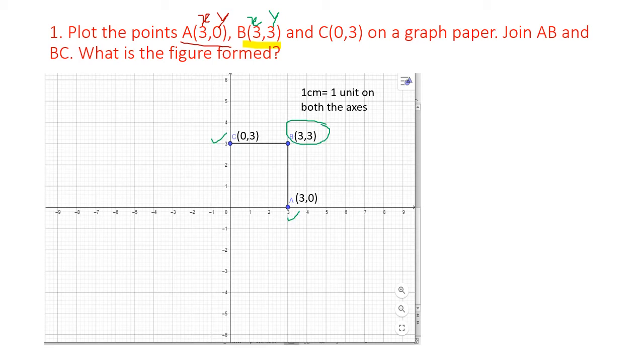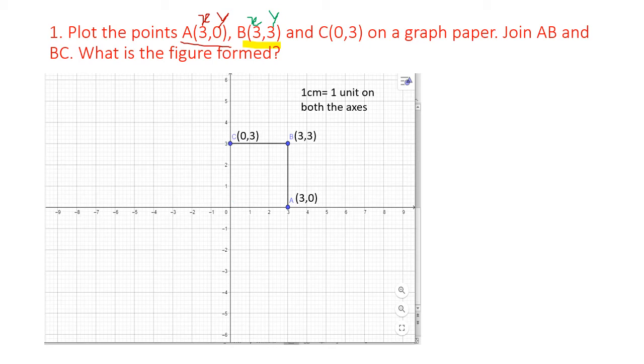Similarly, we have the last point, which is point C, which is (0, 3). So we look for 0 on the x-axis, so it will be here, and 3 on the y-axis, which will be here. So our point will be here, that is C(0, 3).